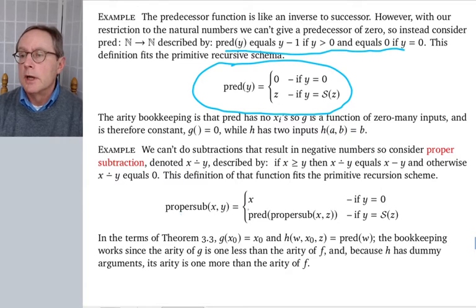Proper subtraction is x if y is equal to 0. I mean, what happens when you take x minus 0? It's x. Even if x is 0. Yeah, that's right. Okay, and otherwise, it's the predecessor of, remember we defined predecessor a minute ago, so we can legally use it now. It's the predecessor of the proper subtraction of x and z.